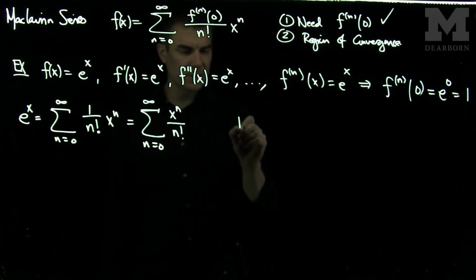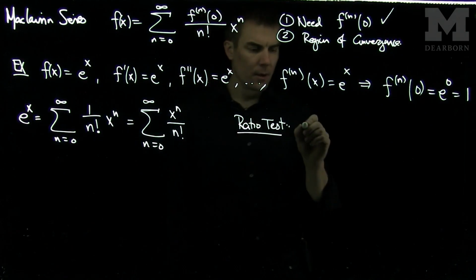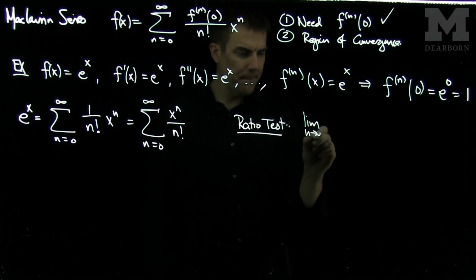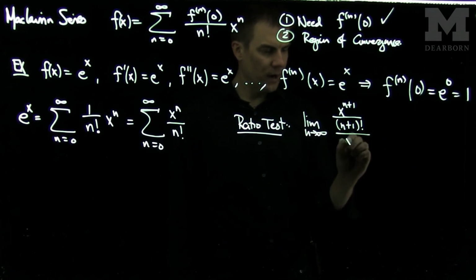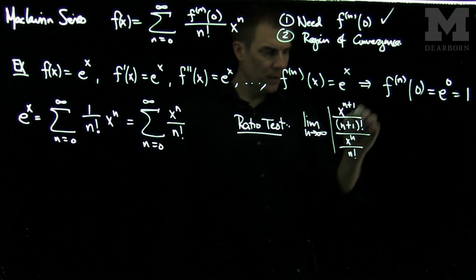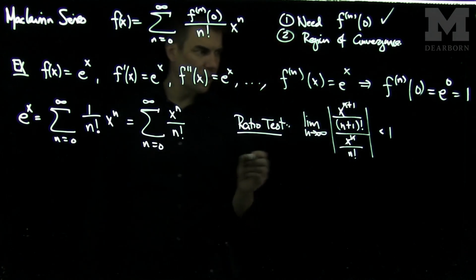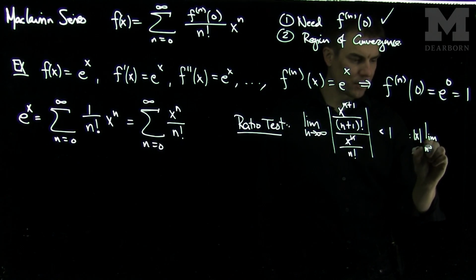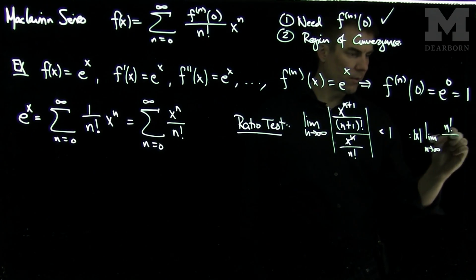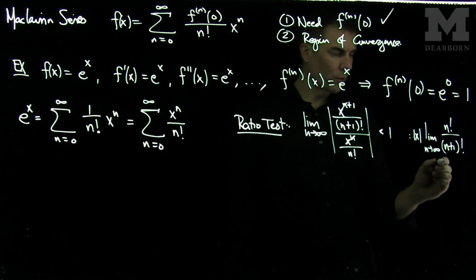So let's look at the ratio test. If I look at the limit as n goes to infinity of the n plus first term in my sequence, x to the n plus 1 over n plus 1 factorial, over x to the n over n factorial, I need this to be less than 1. Well, the x to the n's are going to cancel. I just have an x over here, so we can pull out that x. So what we have is x, and then the limit as n goes to infinity of n factorial over n plus 1 factorial. Now, n factorial over n plus 1 factorial is just 1 over 1 plus n.